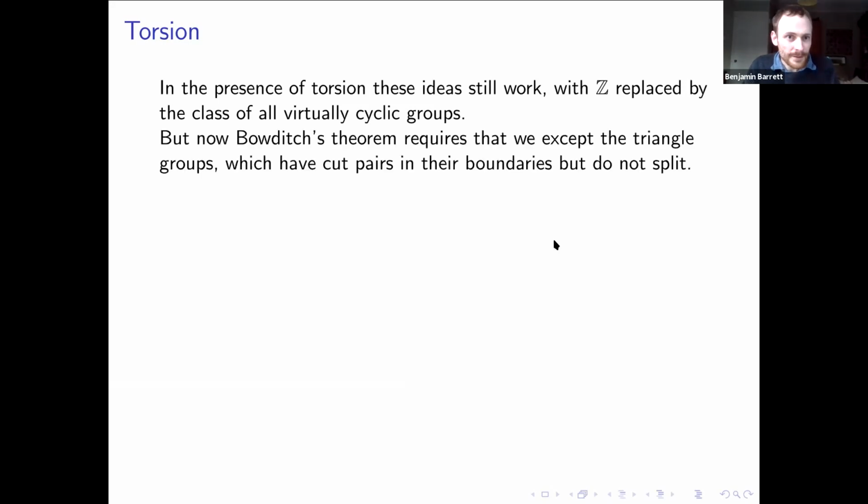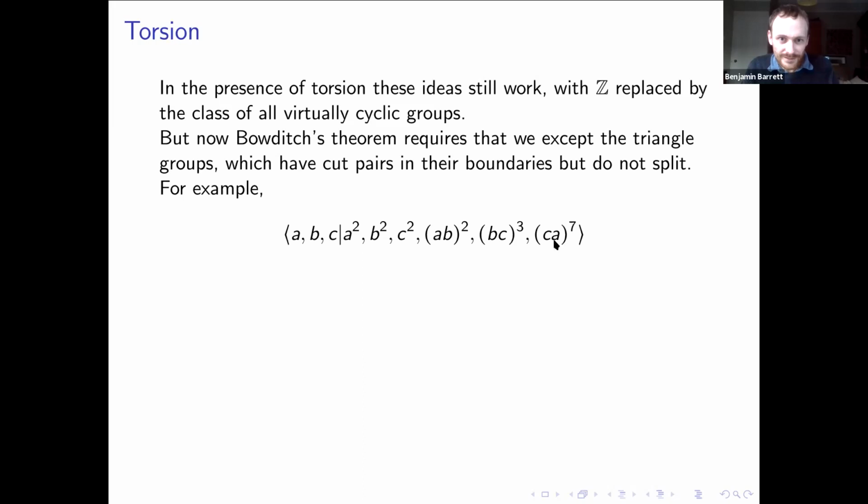The bigger problem, I suppose, is that Bowditch's theorem has an infinite number of exceptions. There are actually hyperbolic groups that have cut pairs in their boundaries that don't split over virtually cyclic groups, but happily you can sort of write down what all of them are. They're all the so-called triangle groups. Here's an example of one of these.